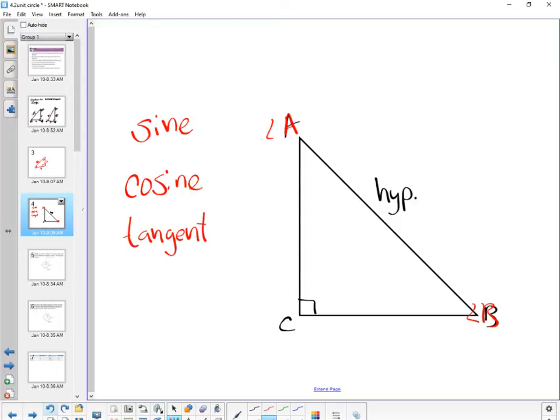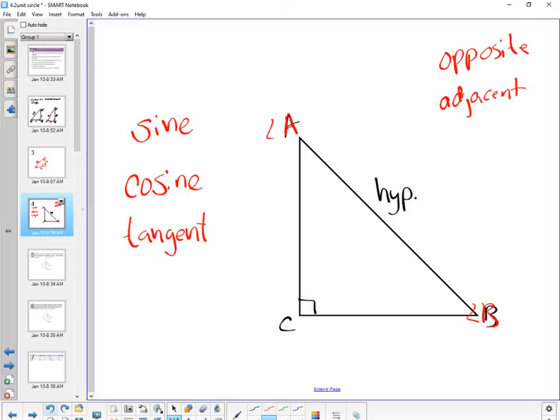So let's talk about a couple things. There's three words you need to know. One you already know, which is hypotenuse. The other word, or abbreviation, is OPP. That stands for opposite. And then, the other word you need to know is adjacent.